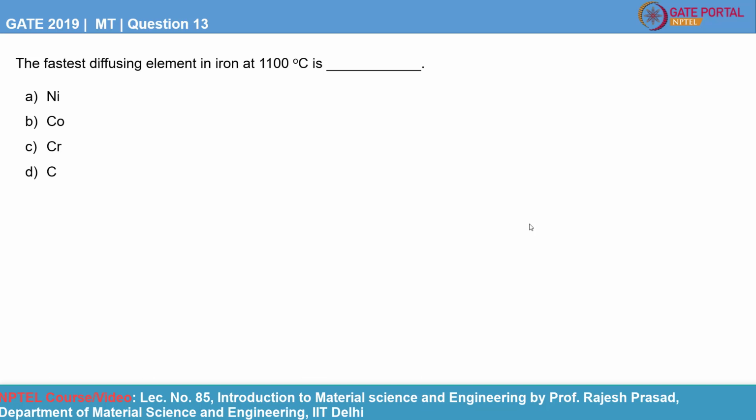GATE 2019 Metallurgical Engineering Question 13. The fastest diffusing element in iron at 1100 degrees Celsius is. There are 4 elements given. We have to identify which element is the fastest diffusing element.